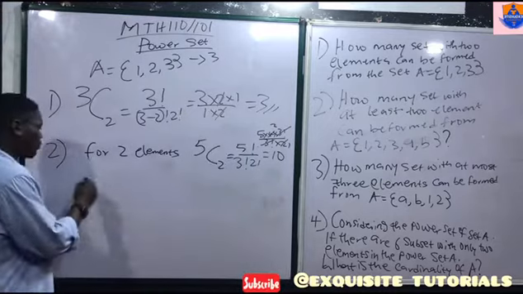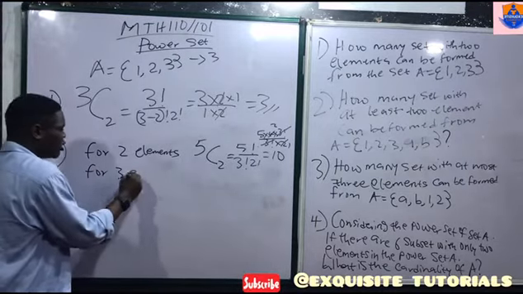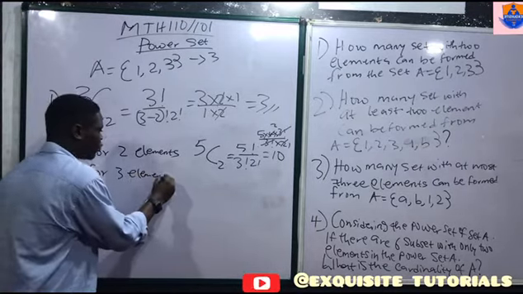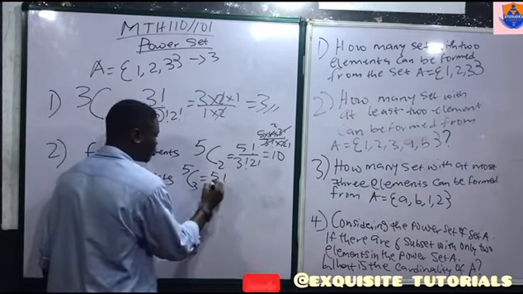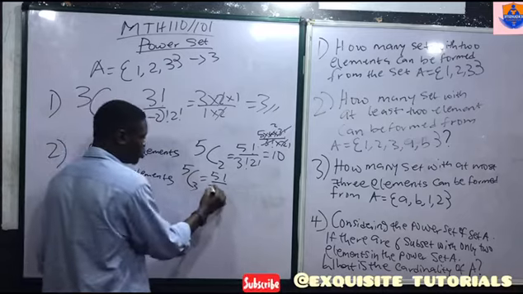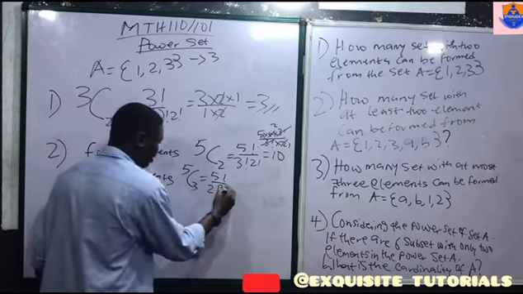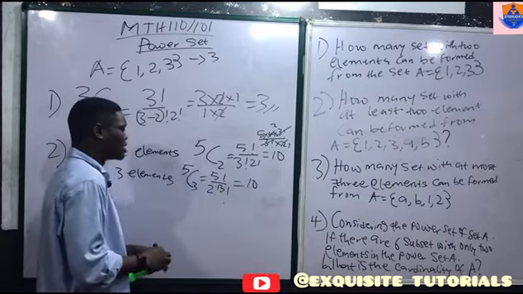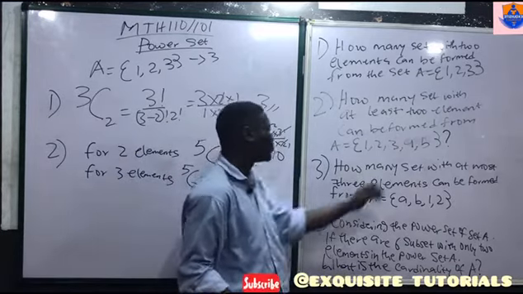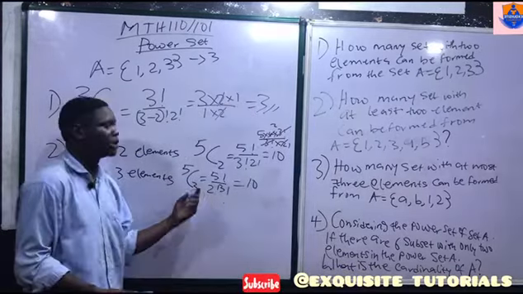Meaning it can be more than 2, it can be 3, it can be 4, and it can be 5. So let's look for 3 elements. For 3 elements, we have 5 combination 3. So this is 5 factorial all over 5 minus 3 is 2 factorial, then 3 factorial. This is the same thing as this, so we also have 10. It also means that there are 10 subsets here that have only 3 elements.